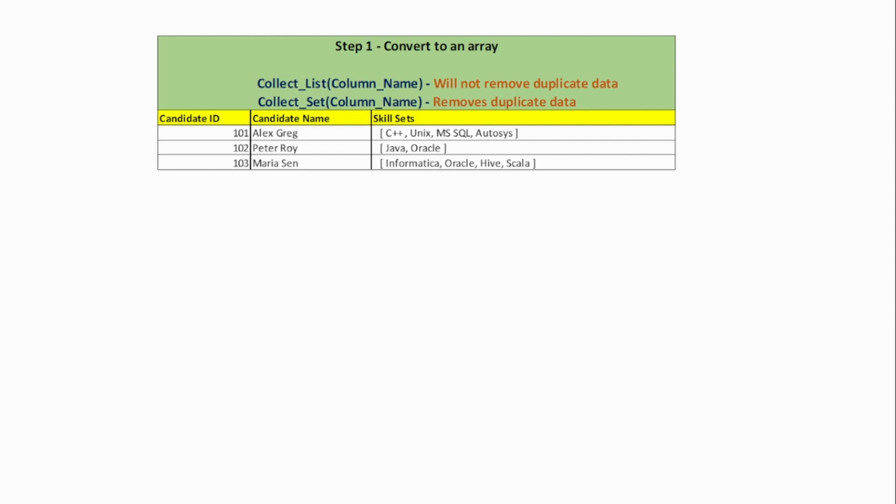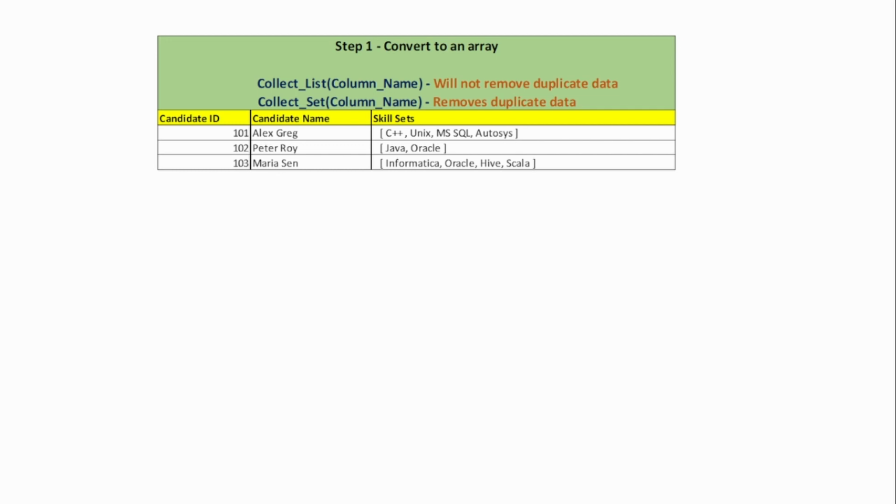The collect list function aggregates the data as it is without removing the duplicate value, whereas the collect set function removes the duplicate value and returns only unique data. According to our requirement, we need to choose any one of them. In our requirement, we don't need to display duplicate value, so we will be going with the collect set function.